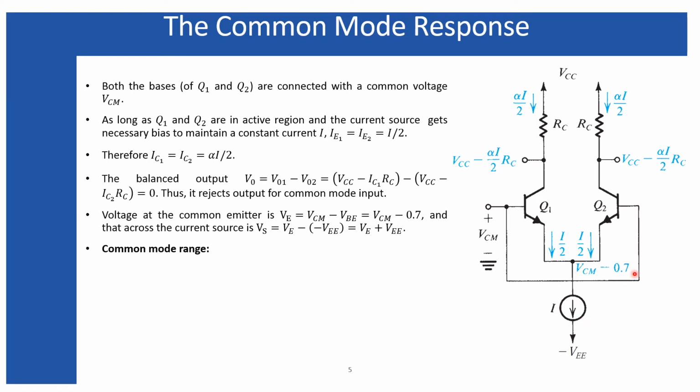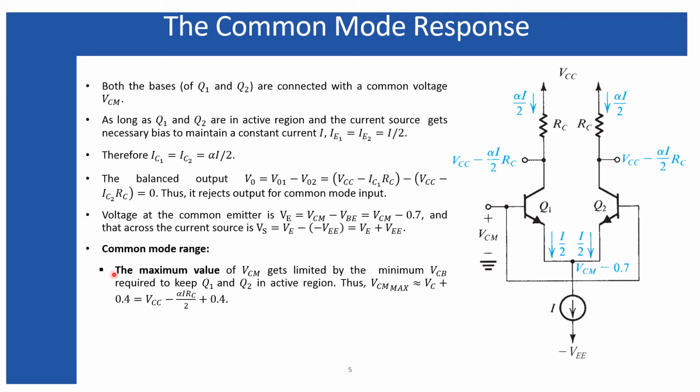So let's see the common mode range. It is the maximum voltage when these transistors, Q1 and Q2, are just about to enter the saturation region. Over the entire range of common mode voltage, IC1 and IC2 remain equal to each other, and that is alpha I divided by 2. So the output voltage at the collector terminal is VCC minus alpha I divided by 2 times RC.